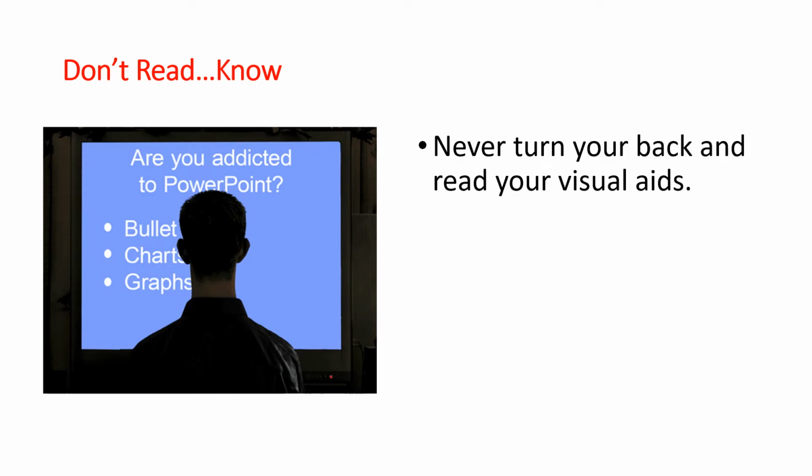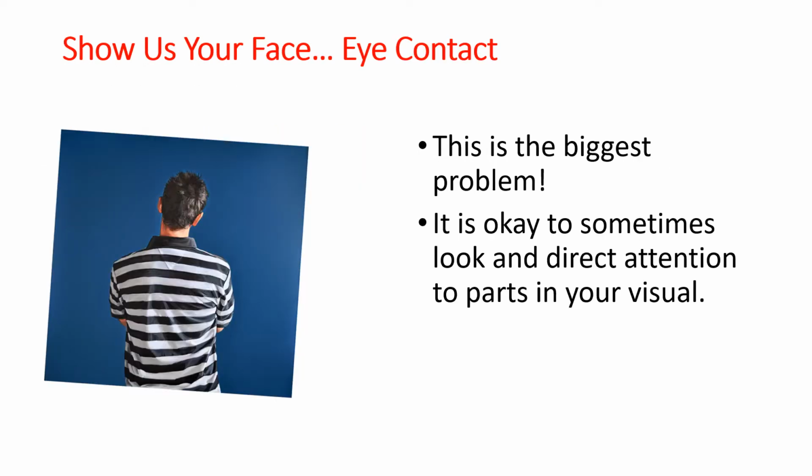One thing you never want to do is to turn your back to the audience and read your visual aids. This is actually probably the biggest problem that students have. They turn, they look at their visuals, and they spend 90% of their time just looking at their visual aids. The audience should always see your face. Think about eye contact. We'll talk about this more when we start talking about body language. But again, this is the biggest problem with visuals. People would turn their back to their audience and look at their visuals.